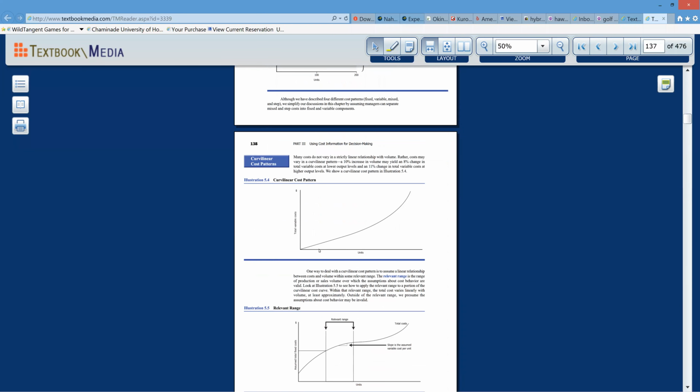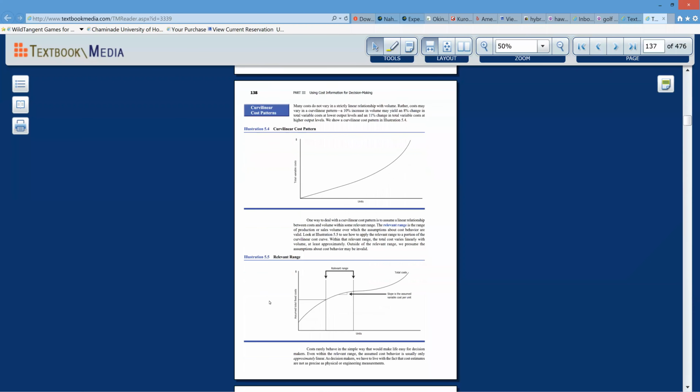In real life, obviously, variable costs are not a straight line at a 45-degree angle. It may look something like a curve instead of being a straight line. But we have to assume when we're doing our calculations that the line is relatively straight. Otherwise, our analysis is not going to work.